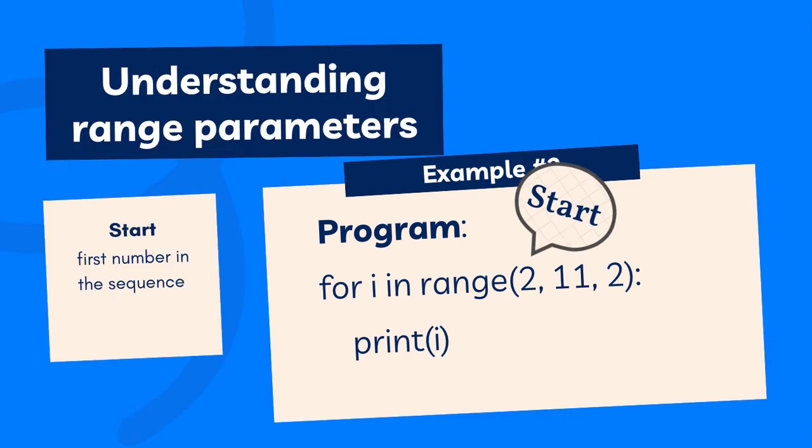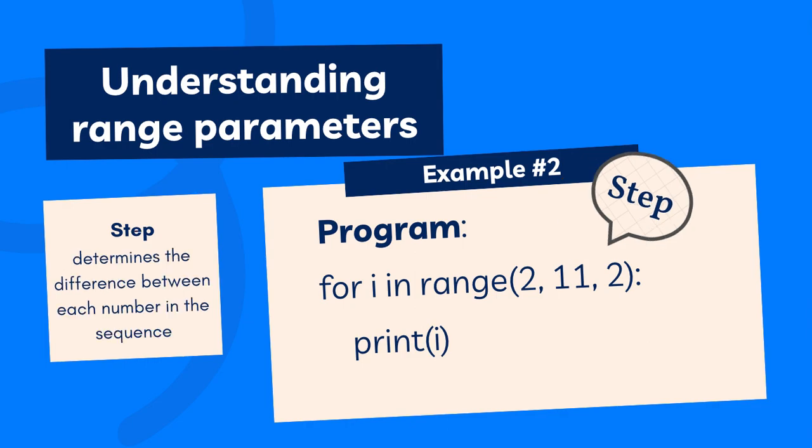Understanding the range parameters: the start parameter is the first number in the sequence, in this case 2. The stop parameter is the last number in the sequence and is not included in the range. In this case 11 is the stop value, but the range stops at 10. The step parameter determines the difference between each number in the sequence, in this case 2, so the range will contain 2, 4, 6, 8, 10.